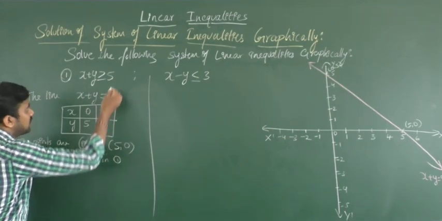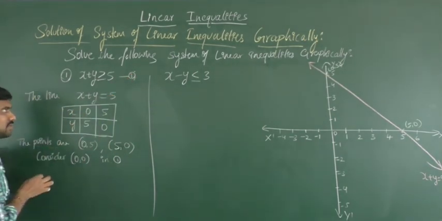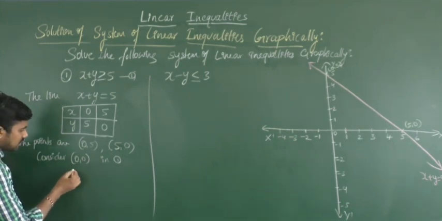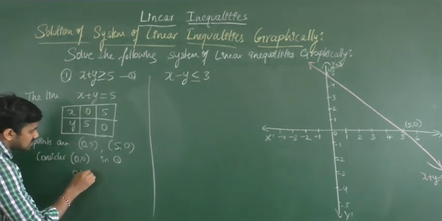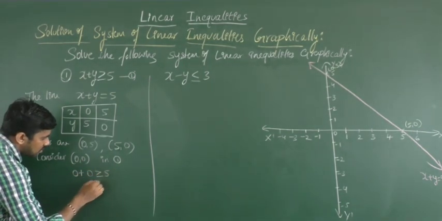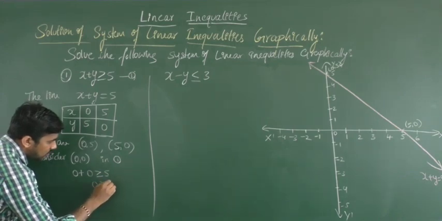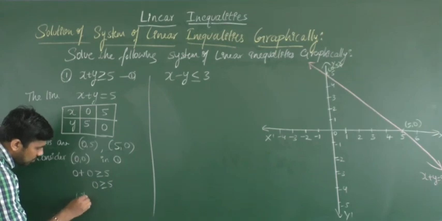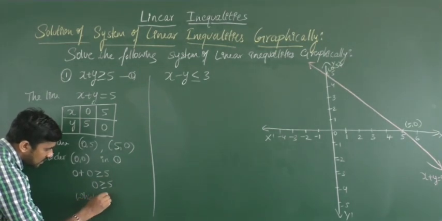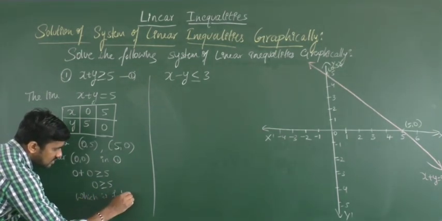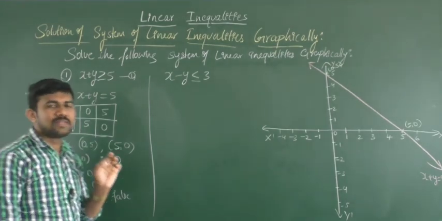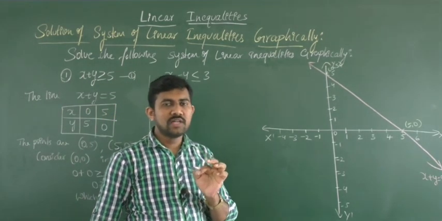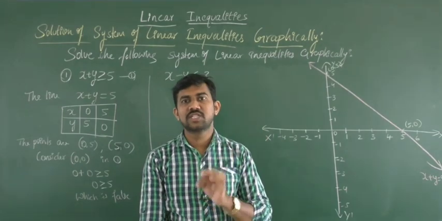Substitute in equation number 1. This is the given inequation. Now x is 0, y is 0, so 0 greater than or equal to 5. Whether 0 is greater than 5? No. So which is false? Means what? The origin does not satisfy the given inequation, which means origin is not a solution, or origin does not lie in the solution region.